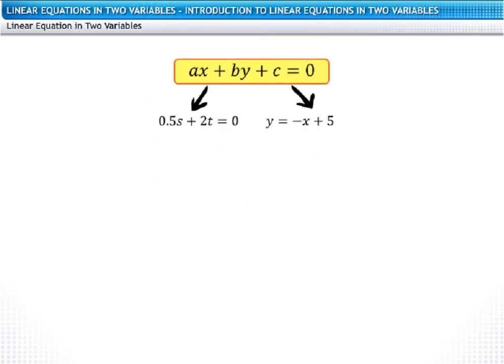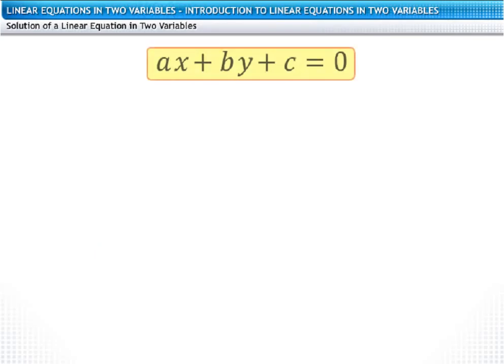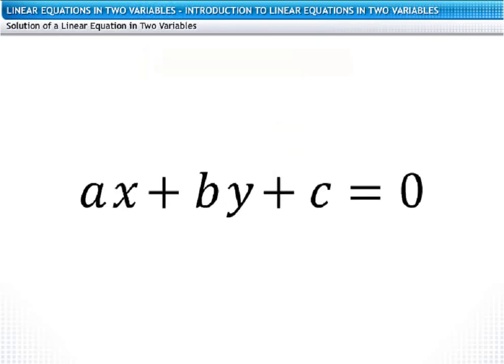From the examples, we can conclude that an equation which can be put in the form ax + by + c = 0 is called a linear equation in two variables, where a, b and c are real numbers. So far we have learned how a linear equation in two variables is represented. Let's understand the equation better.